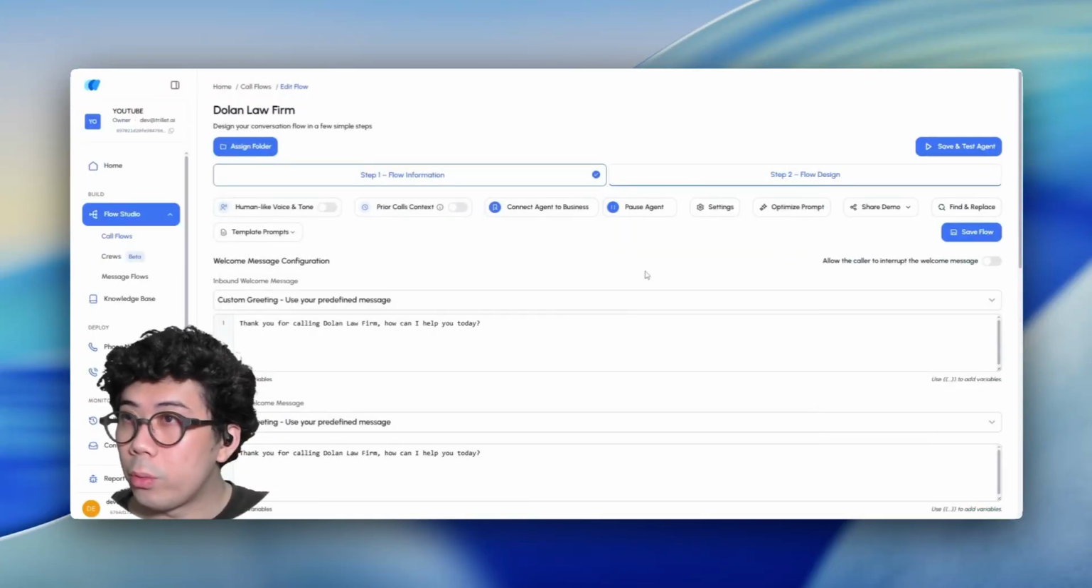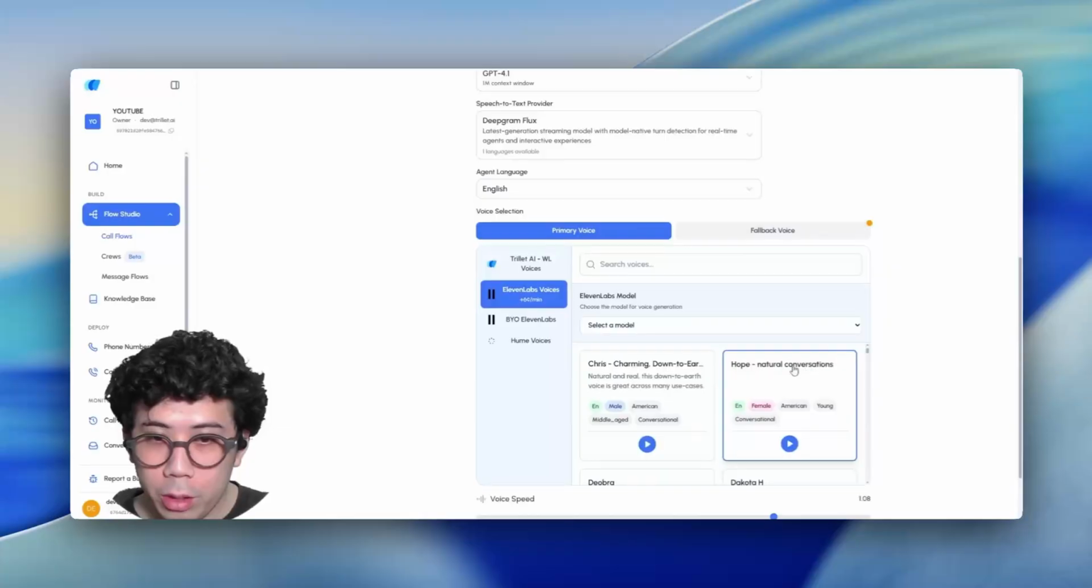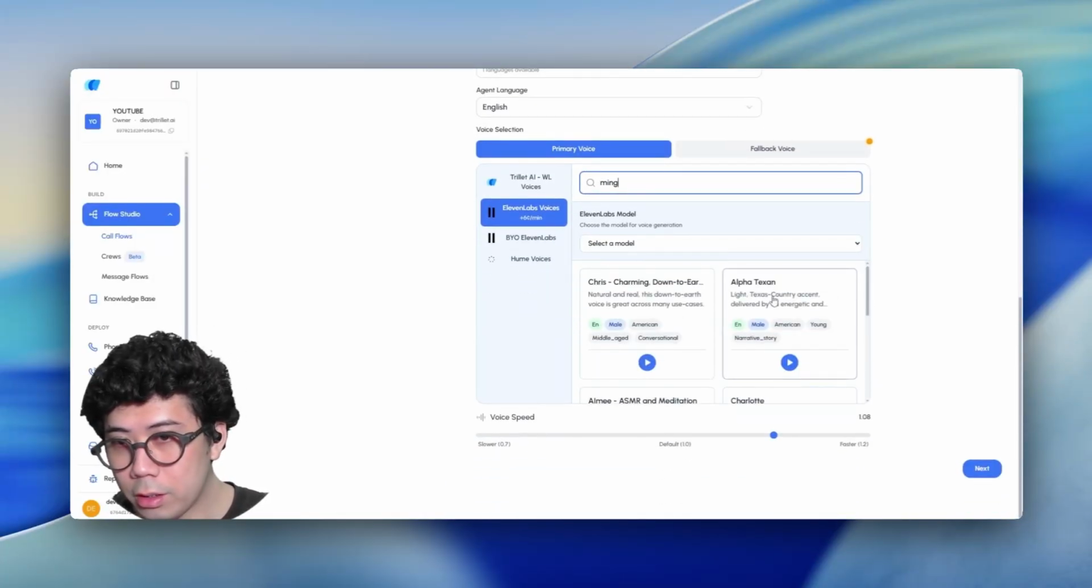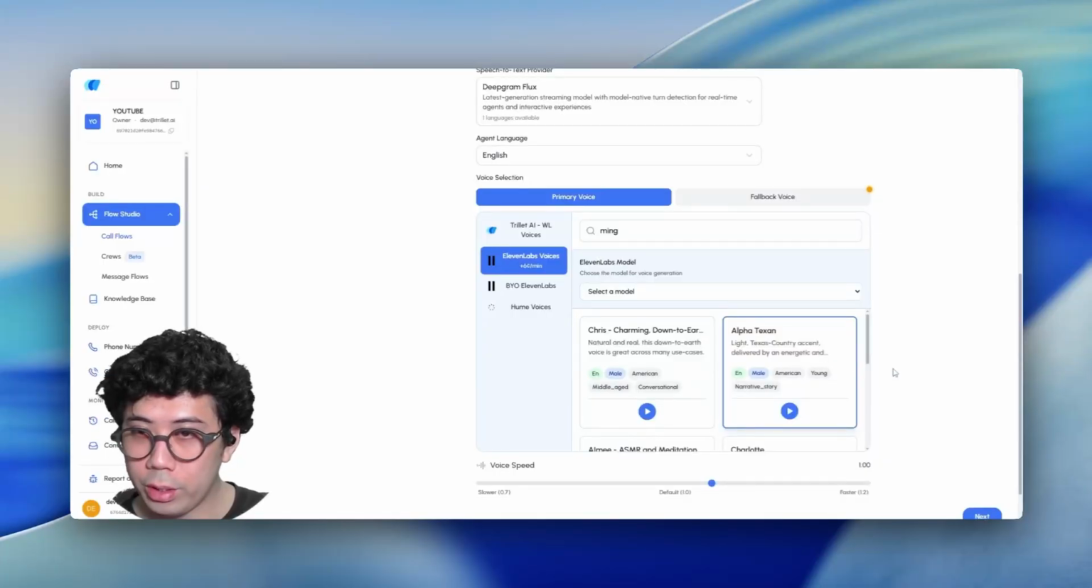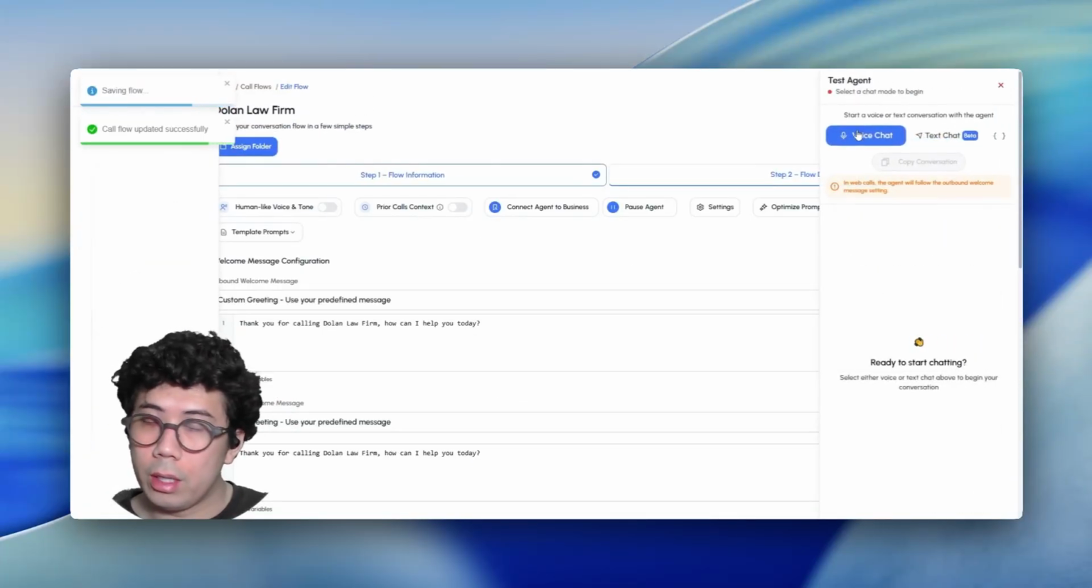So that one is a bit more reasonable, right? I'm trying to set the scene here. I'm going to pick a different voice. I'm going to pick one that we've trained, or this Alpha Texan is also a pretty good voice that we've come across. You can add that in your 11 Labs.